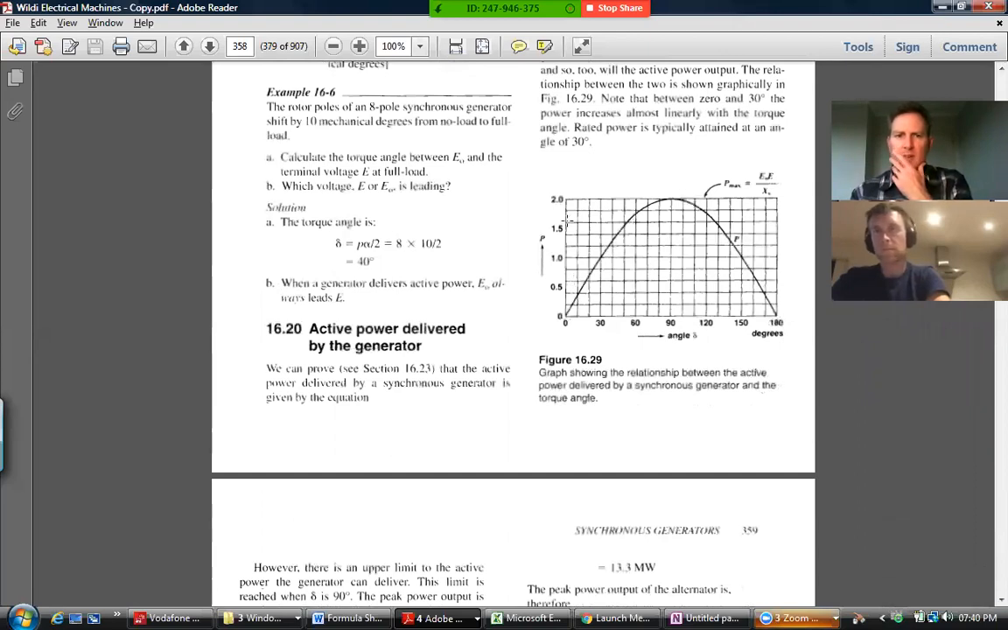Have a look at this one. This is just showing that torque angle. As we try and push that shaft further and further ahead, we can get more and more power out of the thing. The power essentially is proportional to the torque only, because since it's a synchronous generator, the speed never changes.